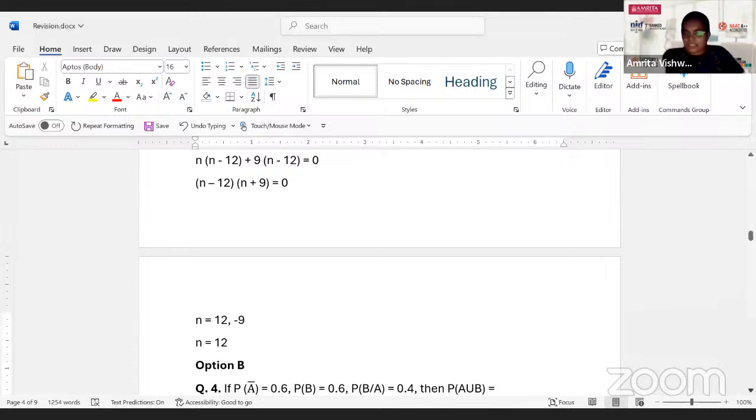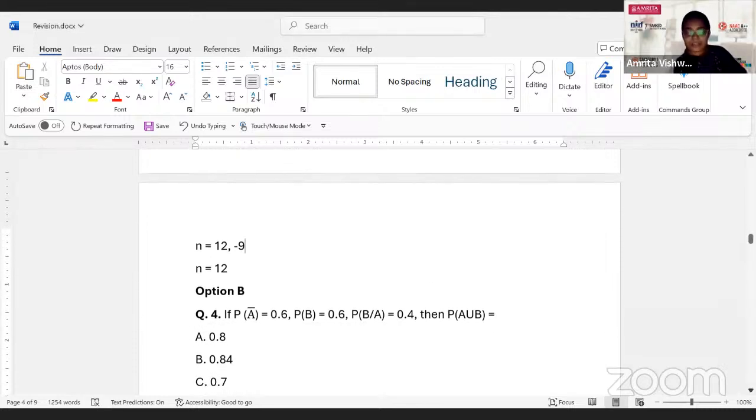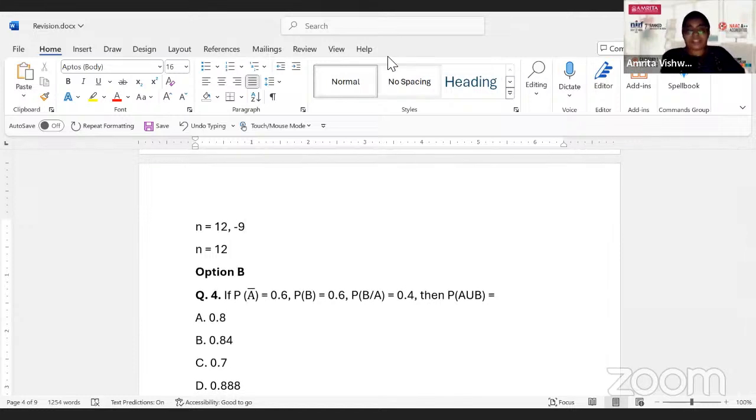So we'll move to the next question. This is also a question where you have to use the formula that you have studied. Given that P of A bar is equal to 0.4, P of B is equal to 0.6, P of B by A is equal to 0.6, you have to find P of A and B. You have P of A bar, you can find P of A as 1 minus P of A bar, that is 1 minus 0.4.